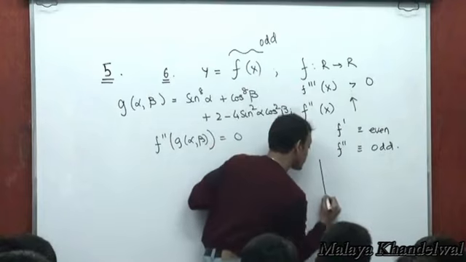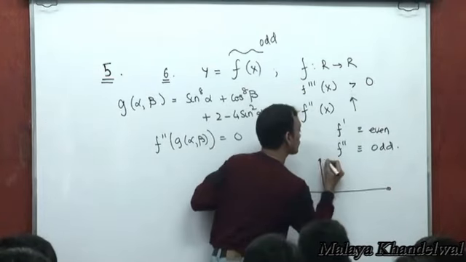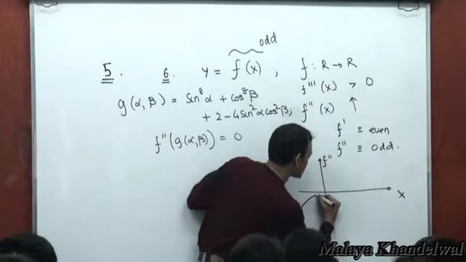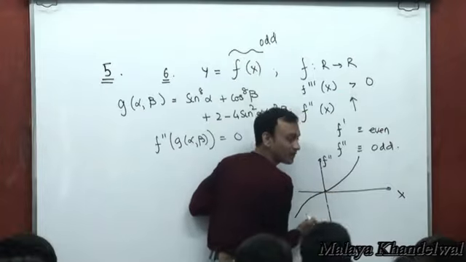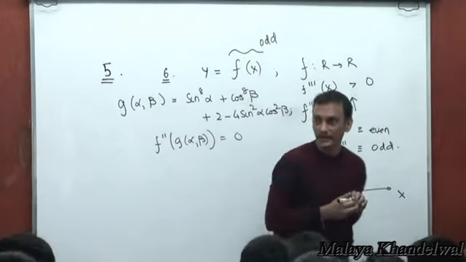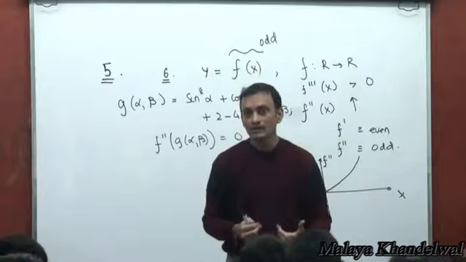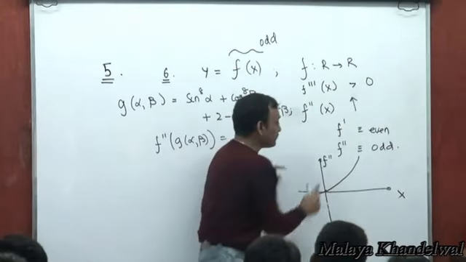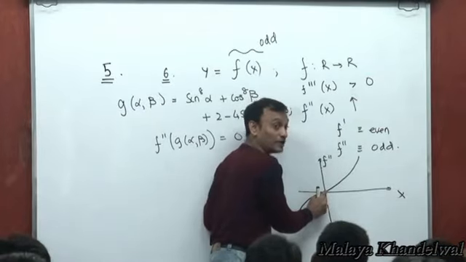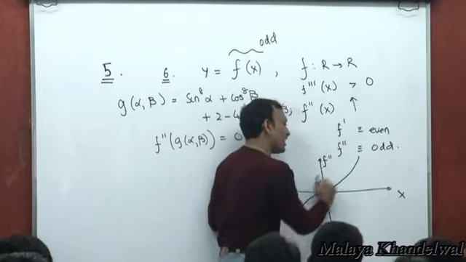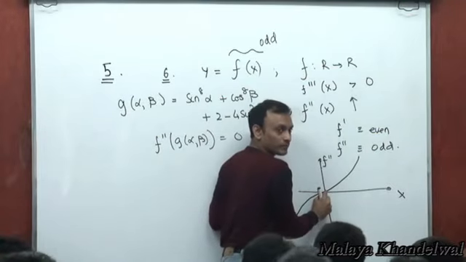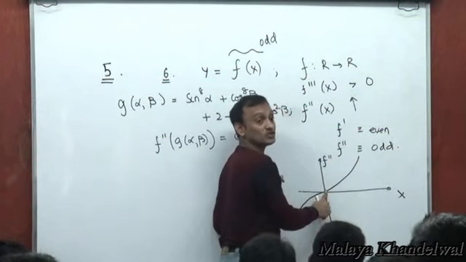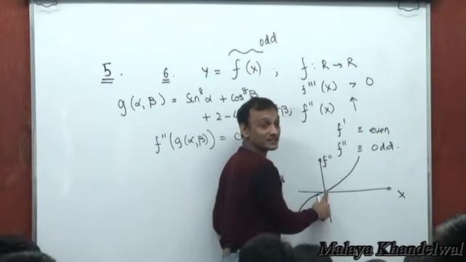That means the graph of f double dash x versus x should look something like this, let's say. At x equal to 0, an odd function will be 0 always, right? And it's monotonically increasing. So if f double dash becomes 0 at a certain point, then that point must be 0 if it's increasing.